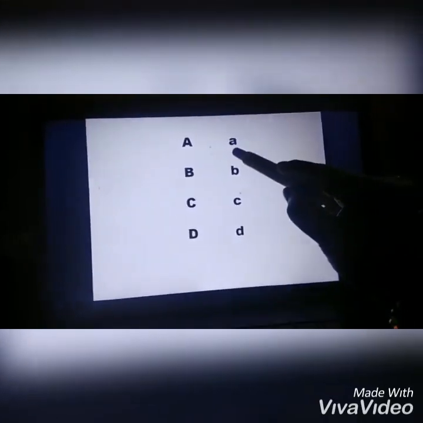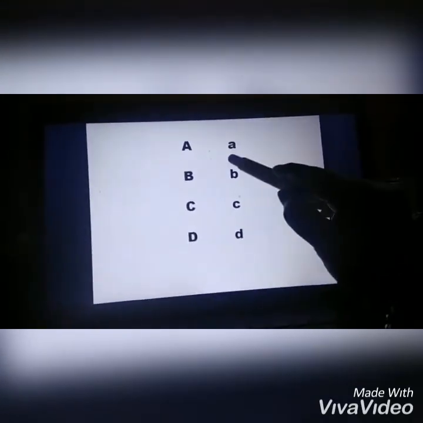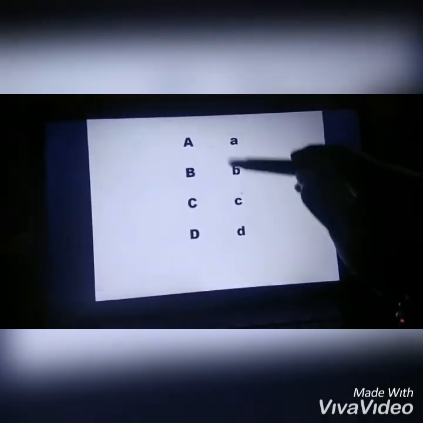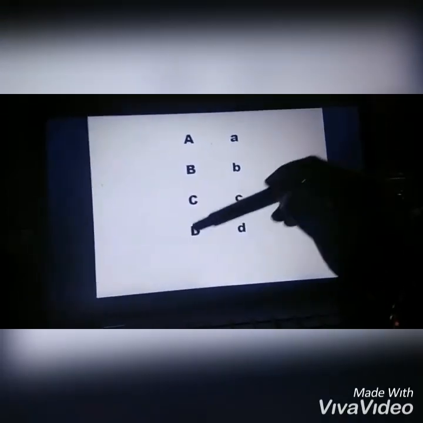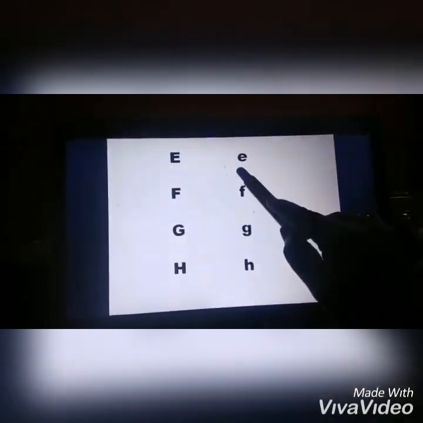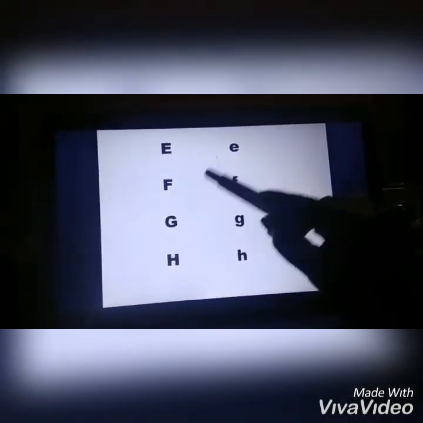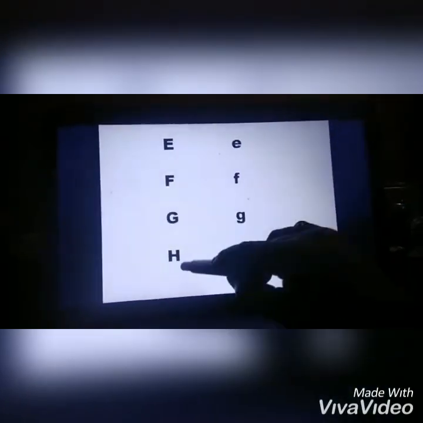Next, repeat once again. Okay. A, a. Say loud. A, a. B, b. C, k. D, d. E, e. F, f. G, g. H, h.